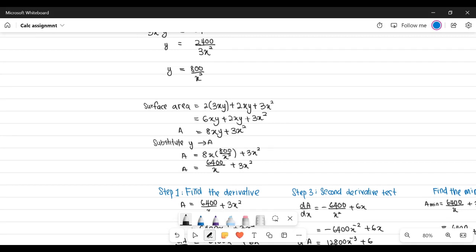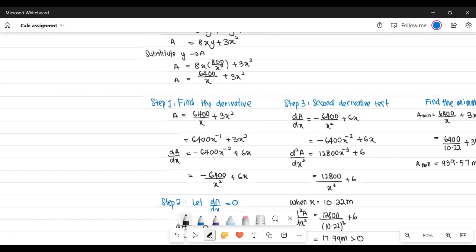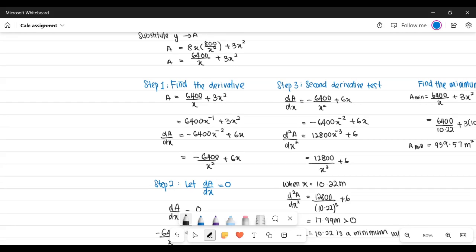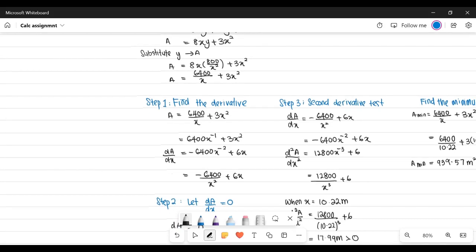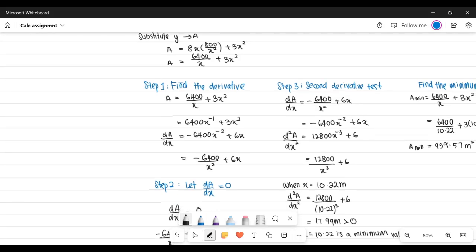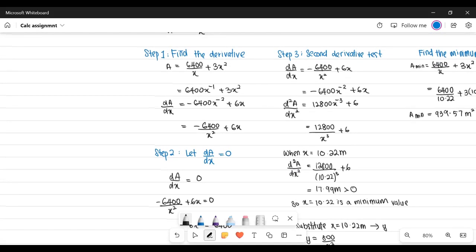When we substitute the numbers and the labels, lastly we will substitute the y value in the formula. We will get the surface area formula here. For step 1, we have to find the derivative. So from the surface area formula, we will find the derivative. You will get negative 6,400 divided by x squared plus 6x. And then for step 2, let dA over dx equal to 0.